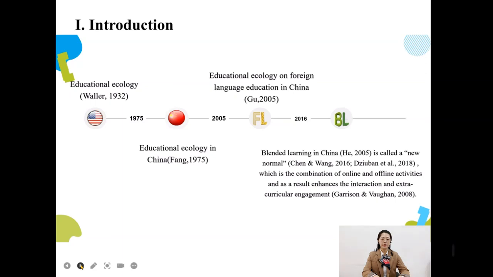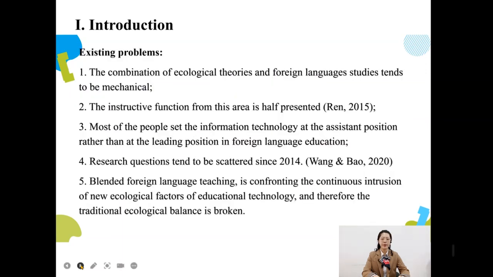Although there is plenty of research in this area, we still find some existing problems. The first one is the combination of ecological theories and foreign language studies tends to be mechanical. The second one is the instructive function from this area is only half presented. And the third one, most people set information technology at the assistant position rather than at the leading position in foreign language education. And the fourth one is research questions tend to be scattered since 2014.